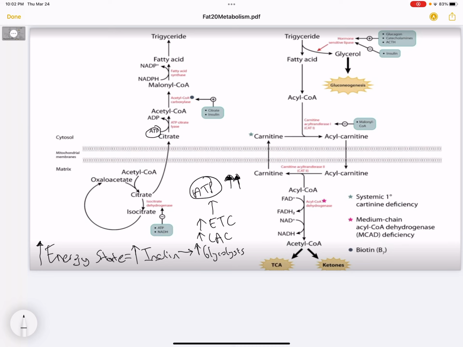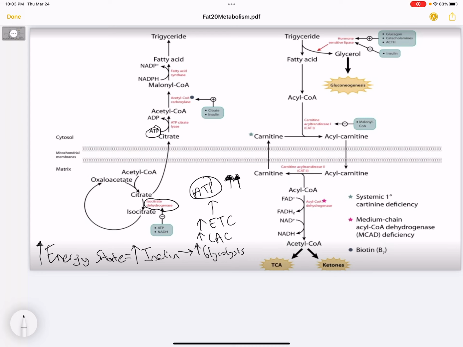And the body is basically going to communicate this information saying that, hey, we have high levels of ATP, so instead of generating even more ATP by continuing with the citric acid cycle, let's stop at a step so then we can shunt this metabolic process to fat formation for future energy use. And the step where this communication occurs is at the level of isocitrate dehydrogenase.